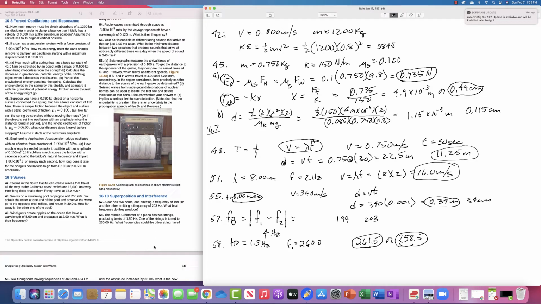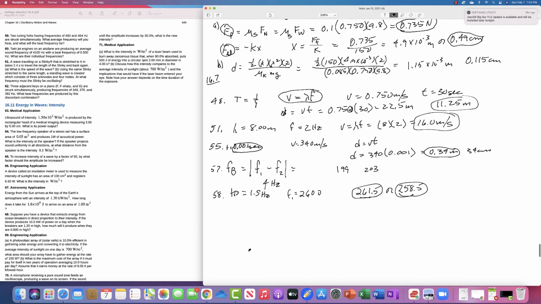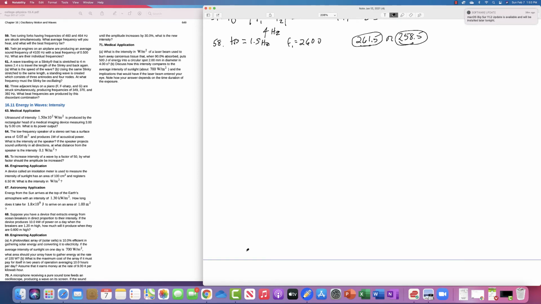Number 59. With number 59, you have two tuning forks, F1 is 460 and F2 is 464 hertz. They're struck simultaneously. What is the average frequency? Well, the average is just how you would think it. You add F1 and F2 and divide by 2. So you get 460 plus 464 divided by 2, and so the average is 462. And then the beat frequency is going to be the subtraction of these two, which is going to again be 4 hertz.